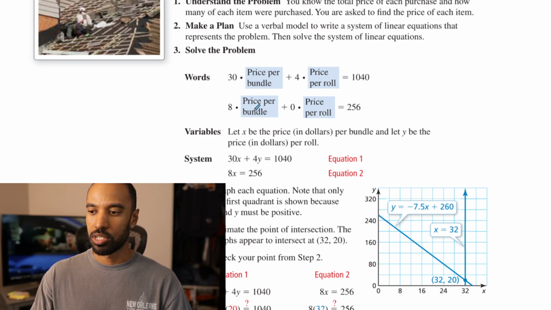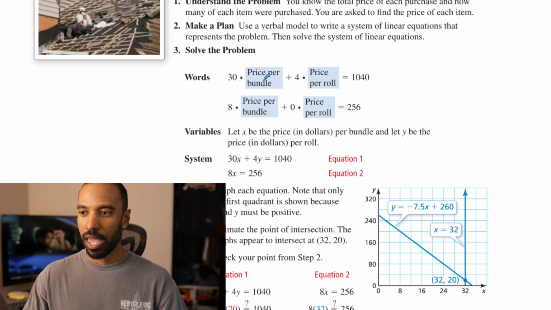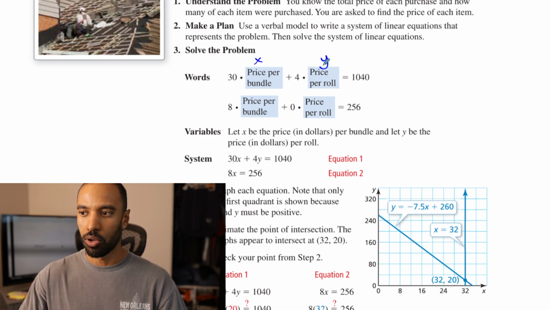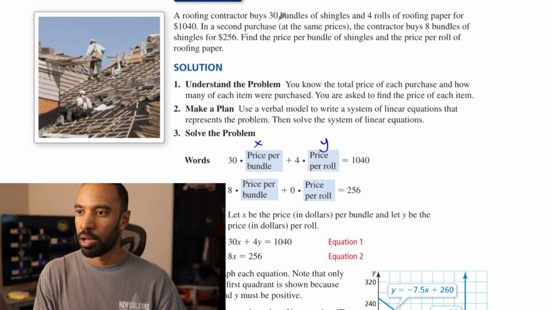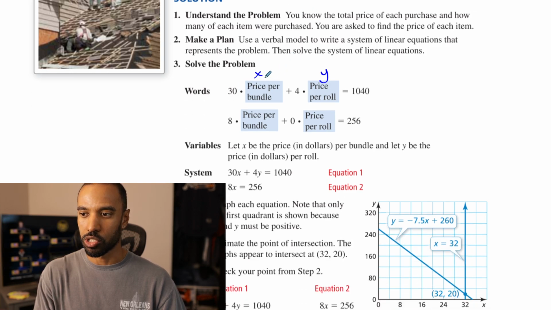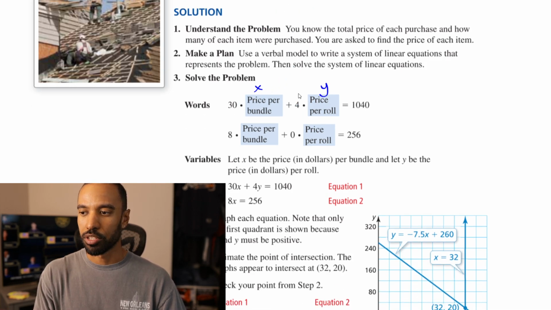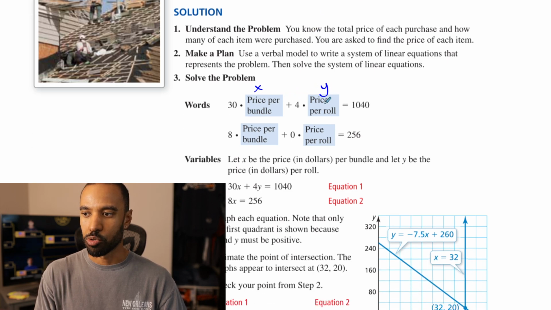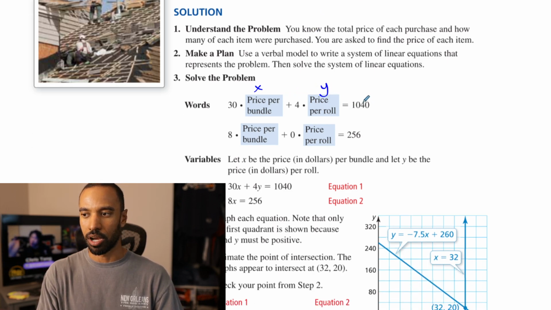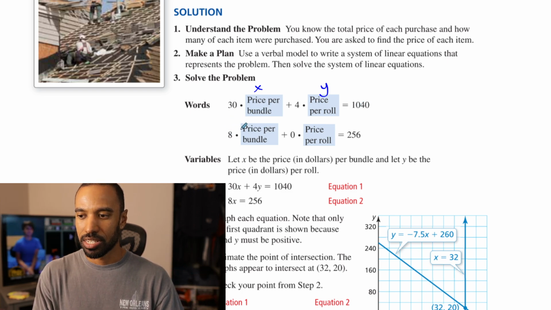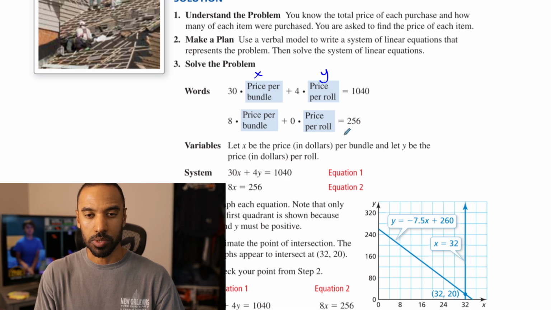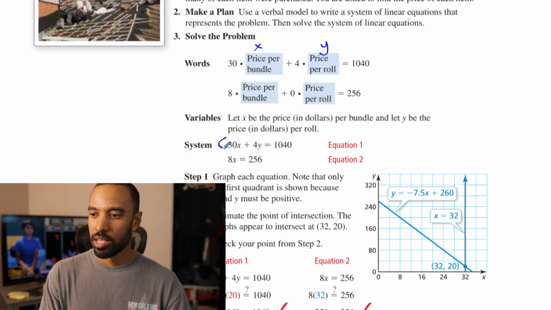So it looks like we're going to define price per bundle as x and price per roll as y. We've set up equations before. So 30 bundles of shingles times x dollars per bundle plus 4 rolls times y dollars per roll equals $1,040 in the first purchase by the contractor. And then the second one, 8 times the price per bundle, 8x, plus 0y equals 256 was the second setup. So here's your system of equations.